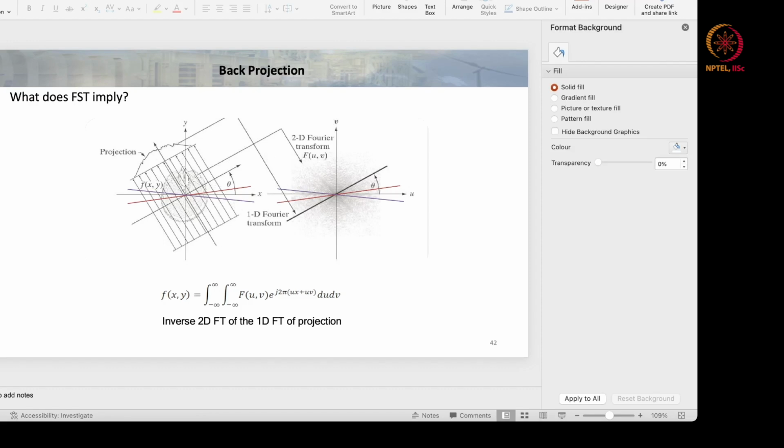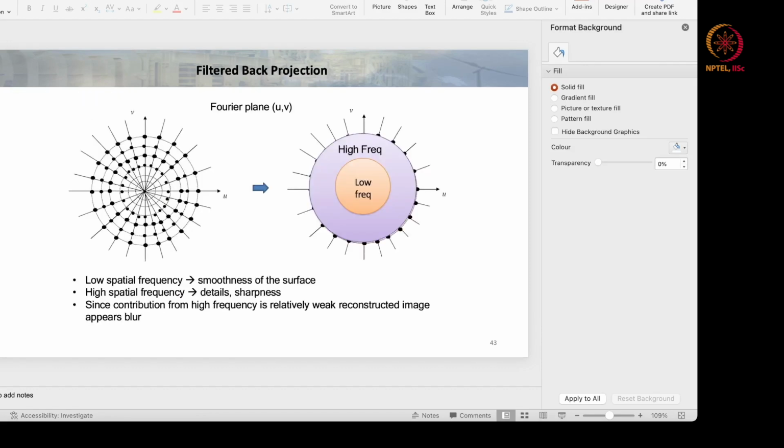So how many projections do you need to reconstruct this whole thing? In the Fourier plane, if you have a low spatial frequency, you ensure smoothness of the surface, but you miss out on a lot of information. If you have high spatial frequencies, you get details and sharpness, but high spatial frequencies are relatively weak in the reconstructed image, and they may appear to be blurred. So in other words, low frequency means that you are using a smaller number of projections. High spatial frequency means that you have a higher number of projections.